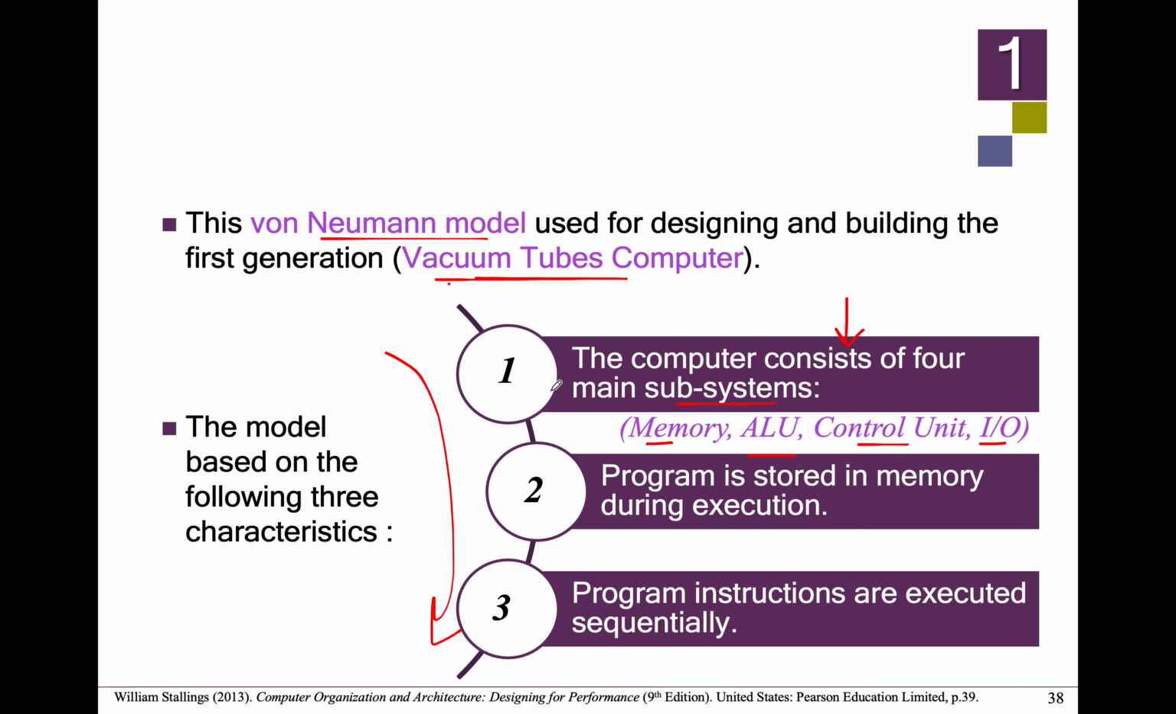Second, a program is stored in memory during execution. And lastly, under the von Neumann model, program instructions are executed sequentially.